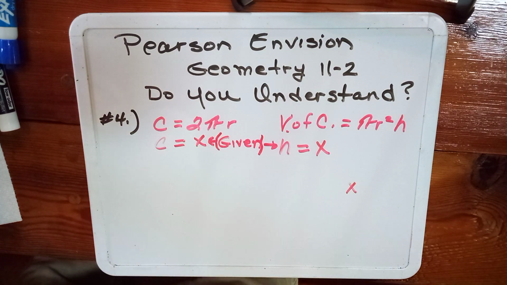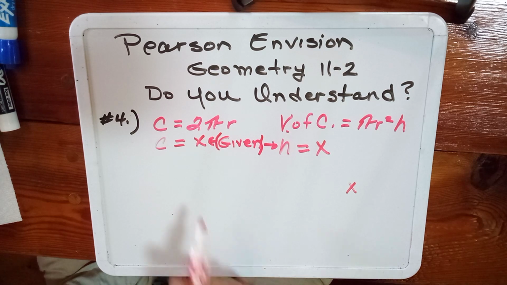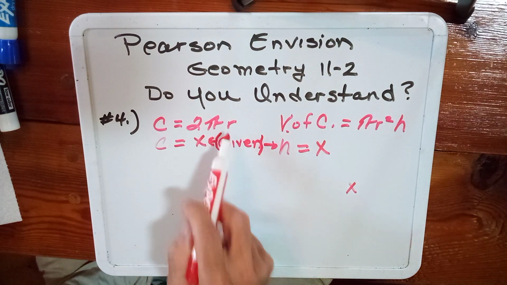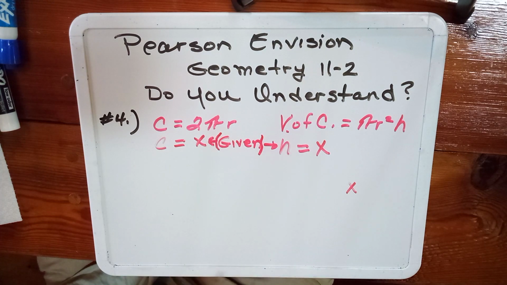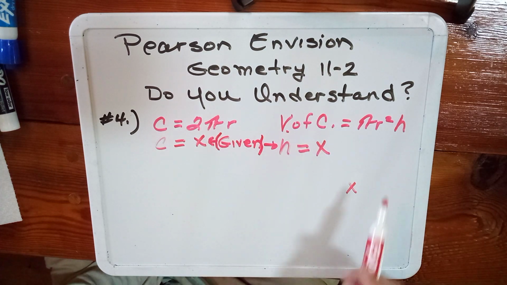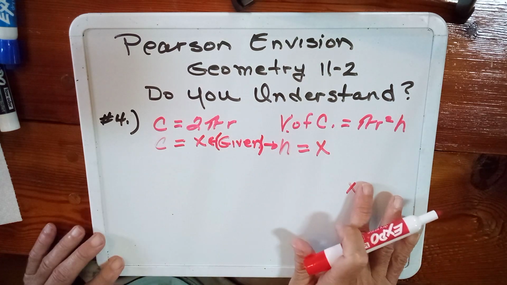A couple extra things that they assume we know are the formulas. The circumference is equal to 2 pi r, 2 times pi times the radius. The volume of a cylinder is pi times r squared times the height.